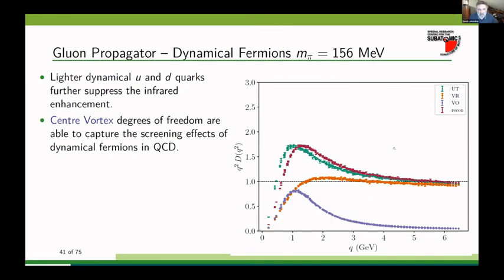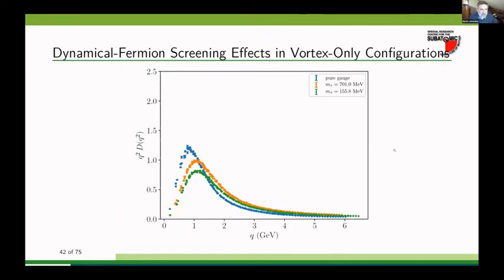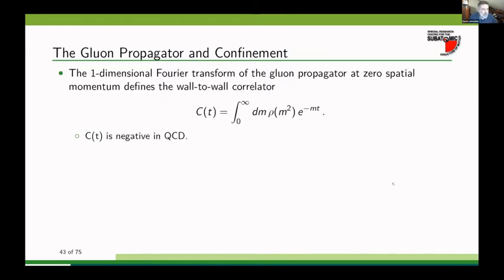Here it is for the lightest ensemble, the same thing. You can see that the dynamical fermion screening effects have in fact been captured in the vortex only configurations, and that we go from the pure gauge to the 701 MeV to the 156 MeV with the screening captured nicely by vortices.